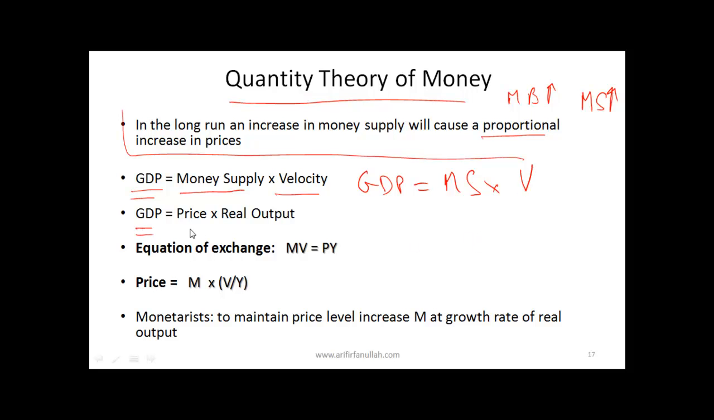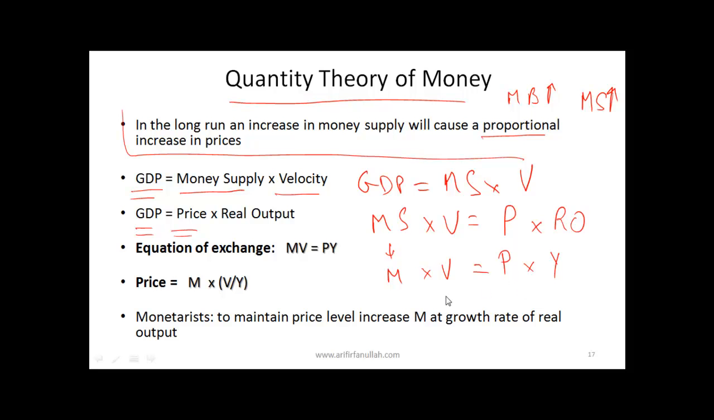Another way of expressing GDP is that it is the price level times real output. So in nominal terms at least, just take this relationship as a given: GDP is equal to price level times real output. Now if you combine these two equations, what we are saying is money supply times velocity is equal to price level times real output. Commonly used symbols: money supply is often written as M, velocity as V, price level is expressed as P, and real output is often expressed as Y.